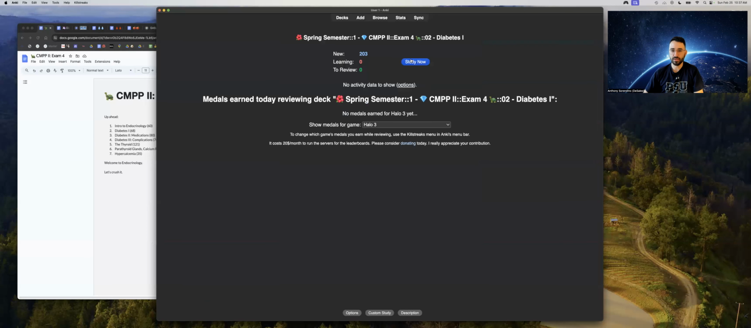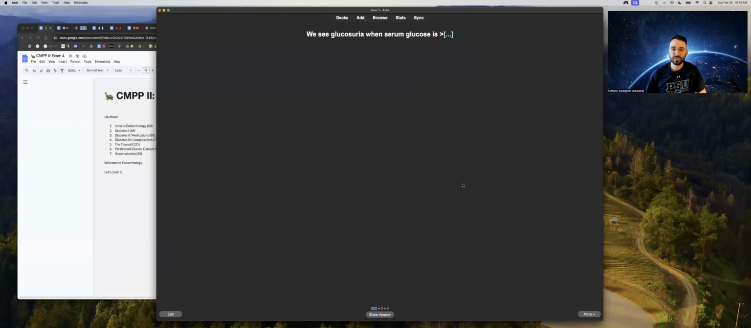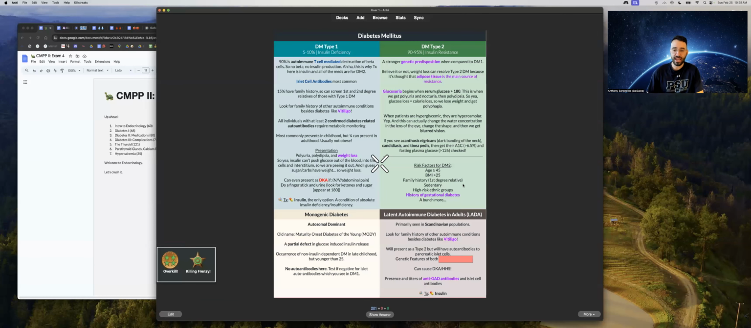203 cards in diabetes. This is the worst. Okay. Medication-induced diabetes: steroids, something, and niacin. Oral contraceptives. Let's go. We see glucosuria when serum glucose is greater than 180.